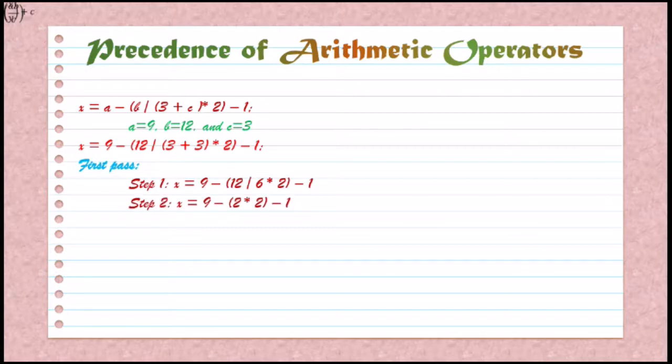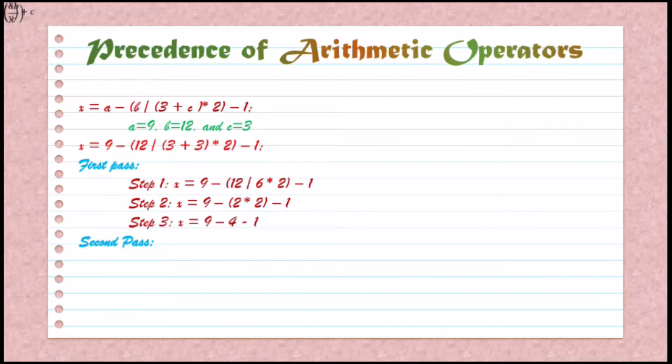So in step 2, the equation will be 9 minus in bracket 2 into 2 and then minus 1. So again solve the parenthesis. So in step 3, the equation will be 9 minus 4 minus 1. So now we have solved the parentheses. Now there are only subtract symbols. So in the second pass we will try to solve the subtract operation from left to right.